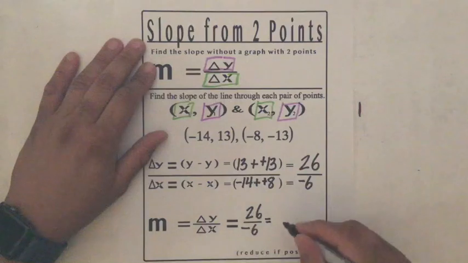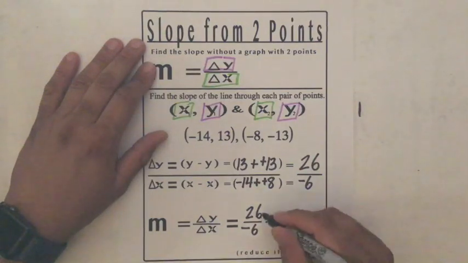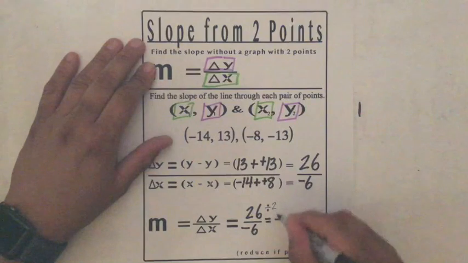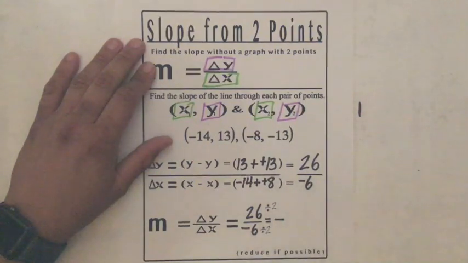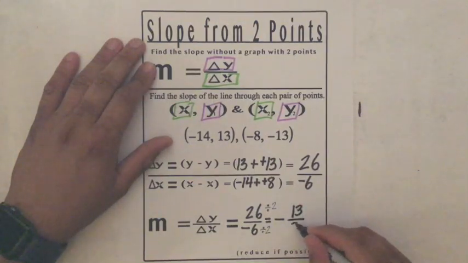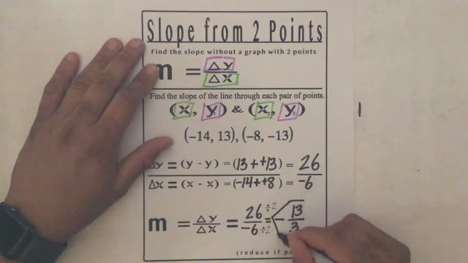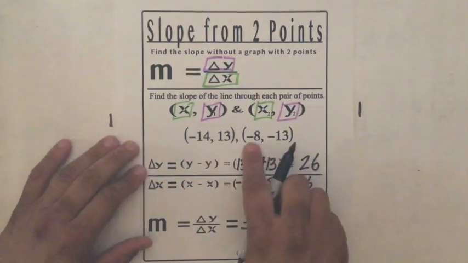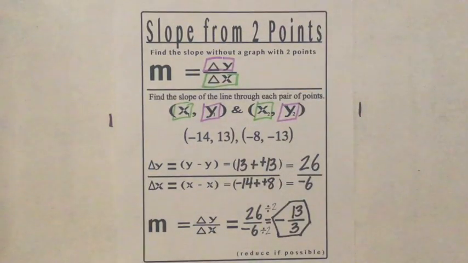Now a positive divided by a negative is a negative, so I'm going to put it in the front here, right? But if I notice both of these numbers, I could divide them by 2. They're both even numbers. So I divide them by 2. So I get 26 divided by 2 is 13, and 6 divided by 2 is 3. So here is my slope between negative 14, 13 and negative 8, negative 13: negative 13 over 3. So if we had a graph, we would go down 13 and to the right 3. Now these notes will be in Schoology as an attachment of your assignment.